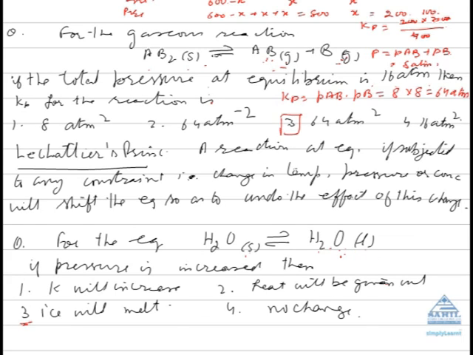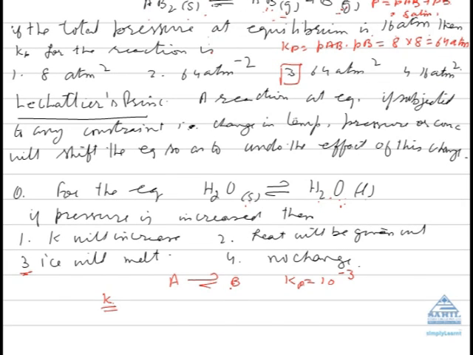Supposing he has given you another equilibrium reaction, A giving you B, and says the value of Kp or Kc is 10 to the power minus 3 and a catalyst is added, then what will be the value of K? Dear students, catalyst simply increases the rate of forward as well as backward, but it does not change the value of K, the equilibrium constant.